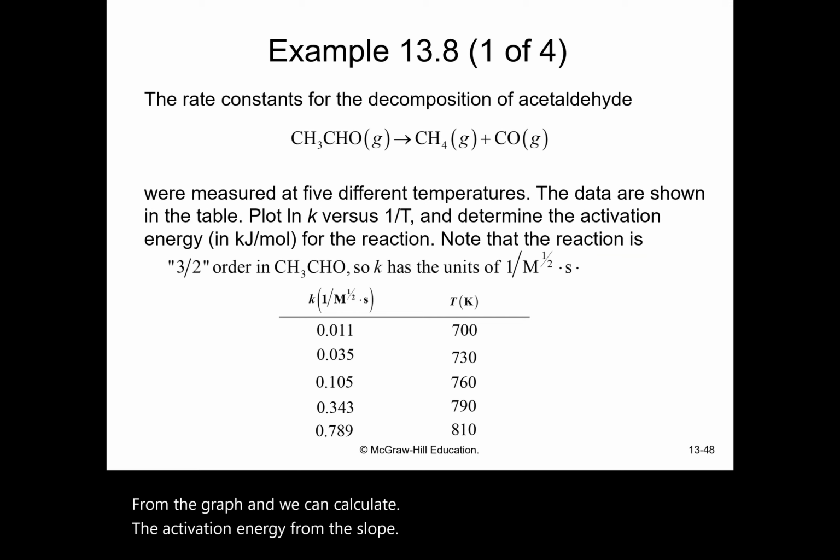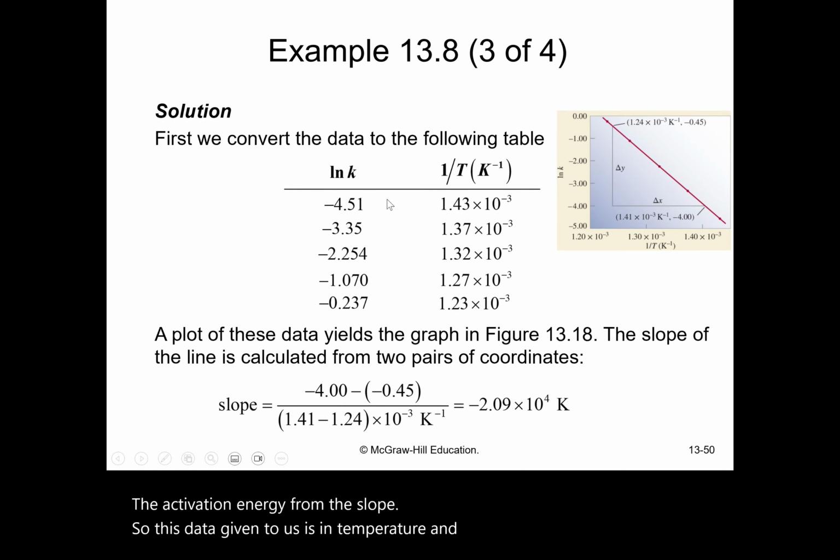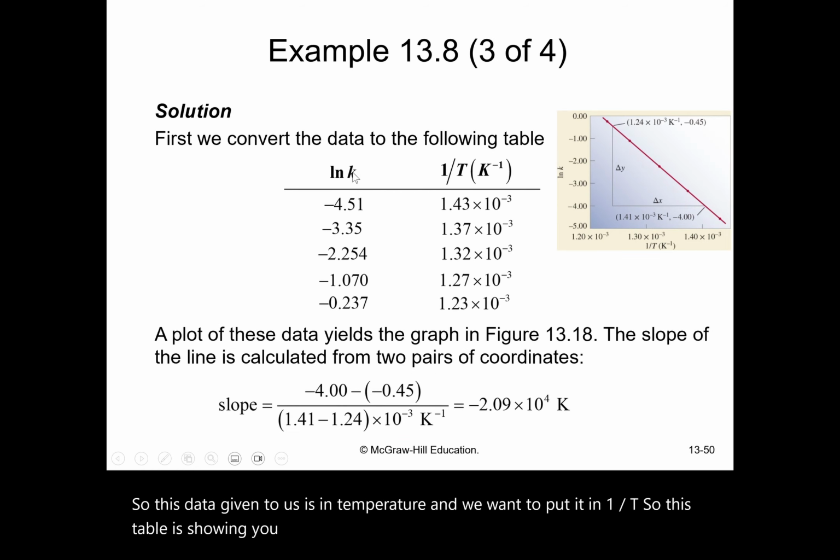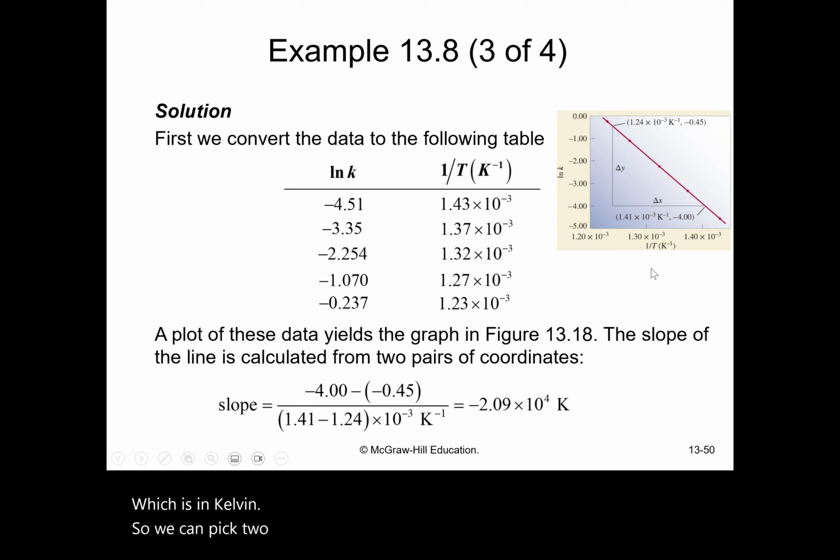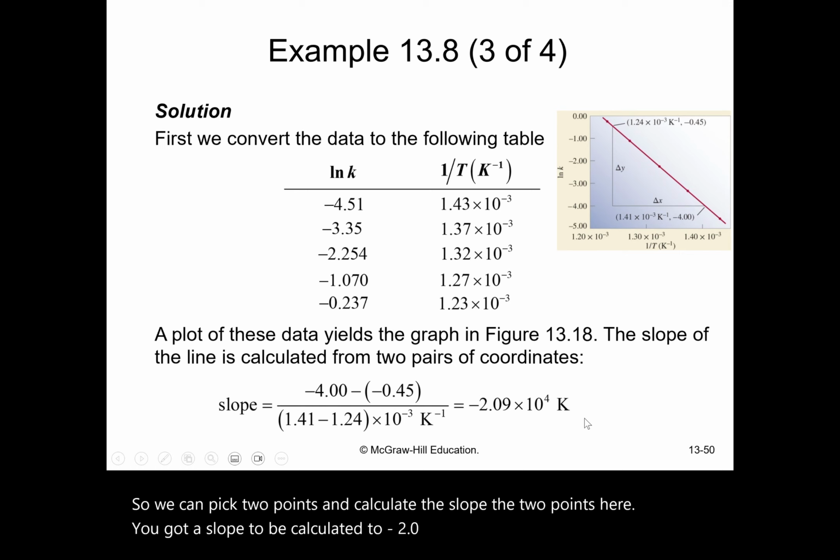Okay, so the data given to us is in temperature, and we want to put it in 1 over T. So this table is showing you natural log of K values over 1 over T, which is in Kelvin. We can pick 2 points and calculate the slope. With the 2 points here, you get the slope to be calculated as negative 2.09 times 10 to the 4th K, which is Kelvin.